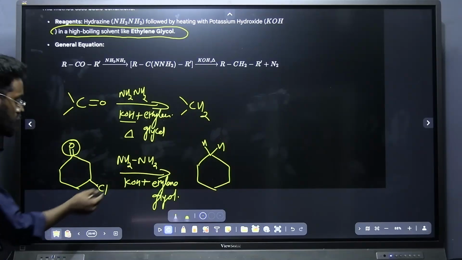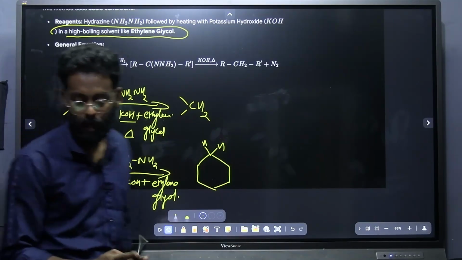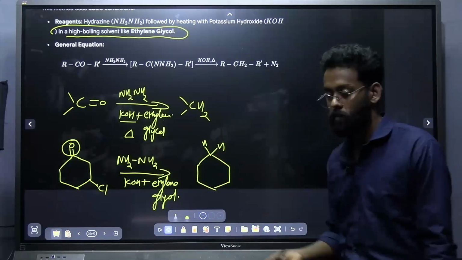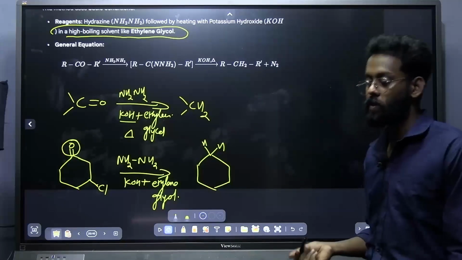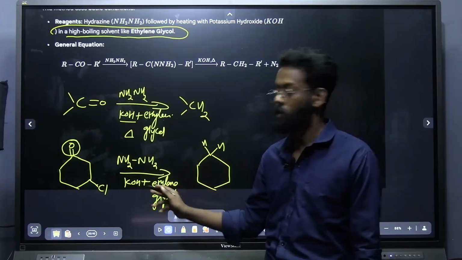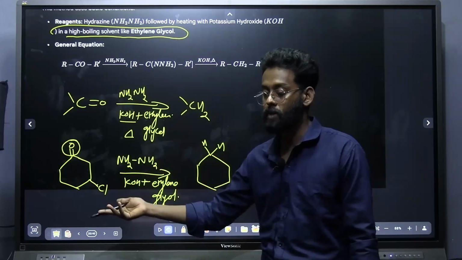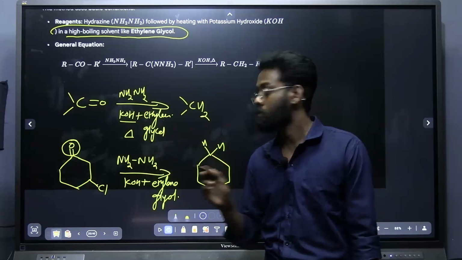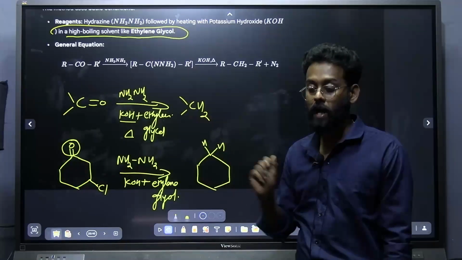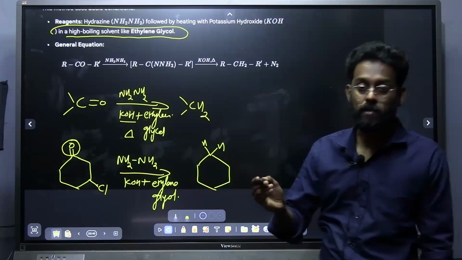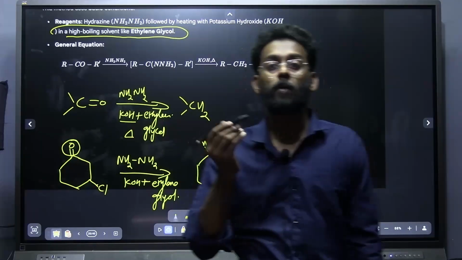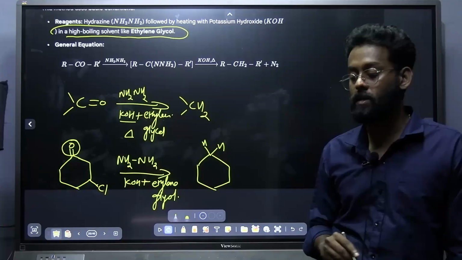And what is going to happen to this chlorine? Anybody have idea? What is going to happen to the chlorine? Are you sure OH will be substituting? Normally you will be thinking that there will be substitution reaction, because KOH. But you should remember that this reaction is taking place under high temperature. Under high temperature, instead of substitution, the product will be following elimination reaction.